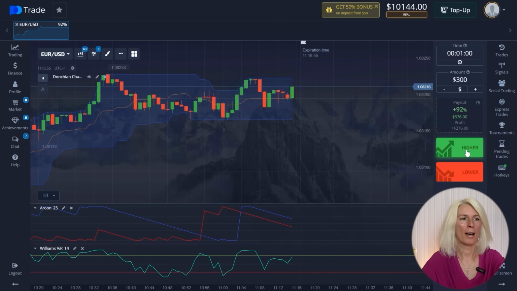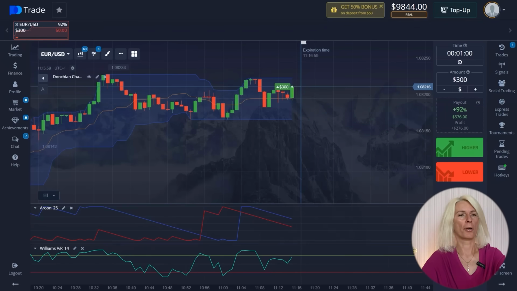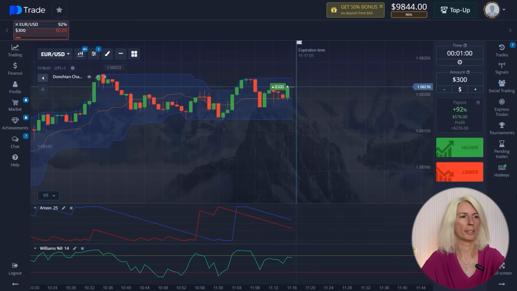Before continuing, I will open an up trade for 1 minute with $300. The price could not fall to the level I expected, instead it went up. At the same time, the Williams line was also growing, which indicated a possible continuation of growth. Let's not reject this and follow the price.